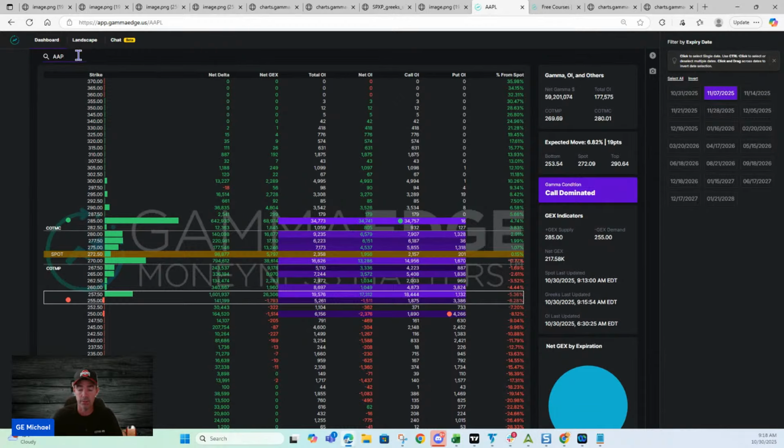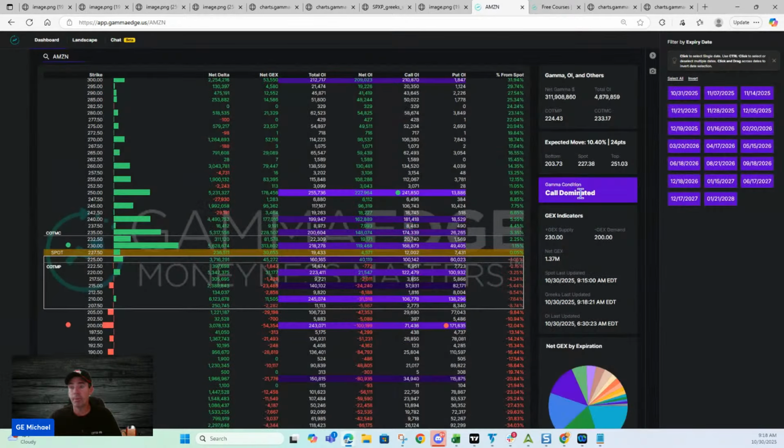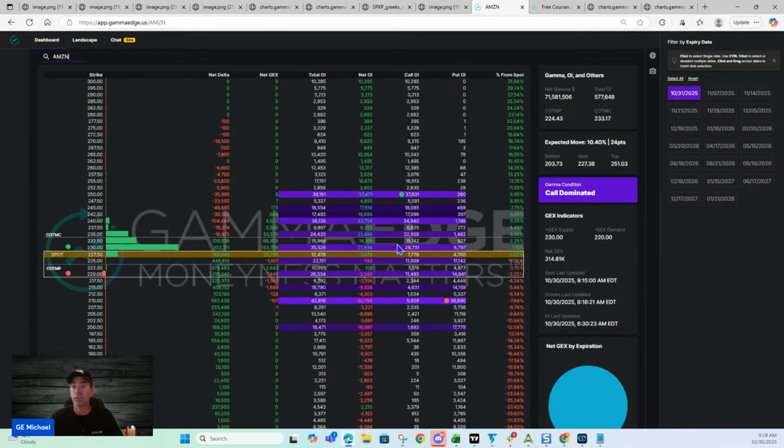So, all right, let's look at Amazon. Call dominated, above and below spot price. PGEX 230, COI all the way up to 250. You're above transition. Everything looks good there for the structure. We'll watch the transition area and we'll watch the PGEX and COI to see if it advances or drops, expiry over expiry. So 230 to the upside for the end of this week, one more day.